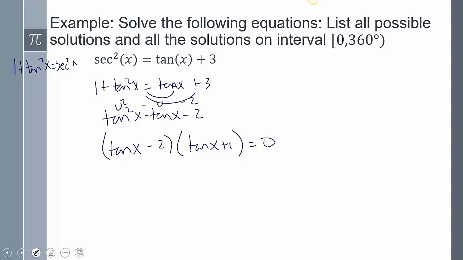Multiply it out. Let's see if that's what we get. Tan times tan is tangent squared. Tan and 1 is plus 1. Negative 2 plus tan is minus 2. So negative 2 and 1 gives you minus 1. And then negative 2 times 1 gives you negative 2. So that works out. So now you set each equal to 0.